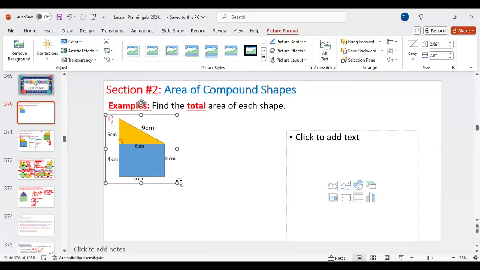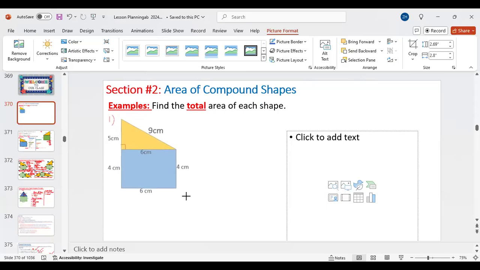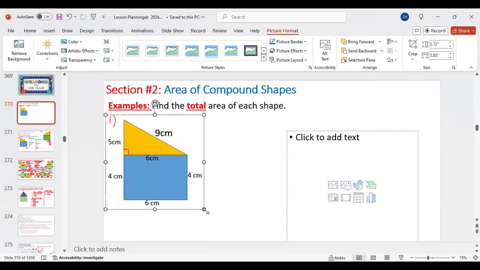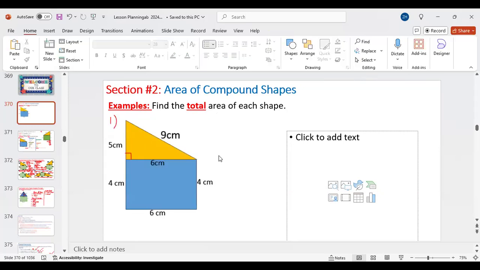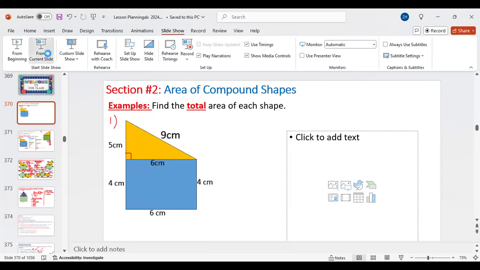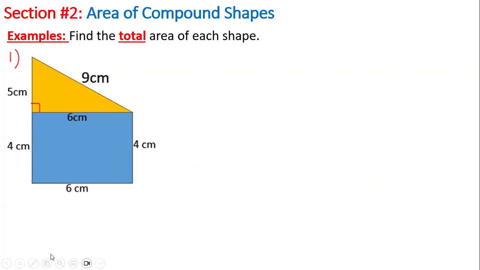Okay, so I want you to draw the shape. I think the shape should take our whole screen. So this shape is a combination of how many shapes? We have 2 shapes. So we have a what? A triangle, right? And then we have a what? Then we have a rectangle.